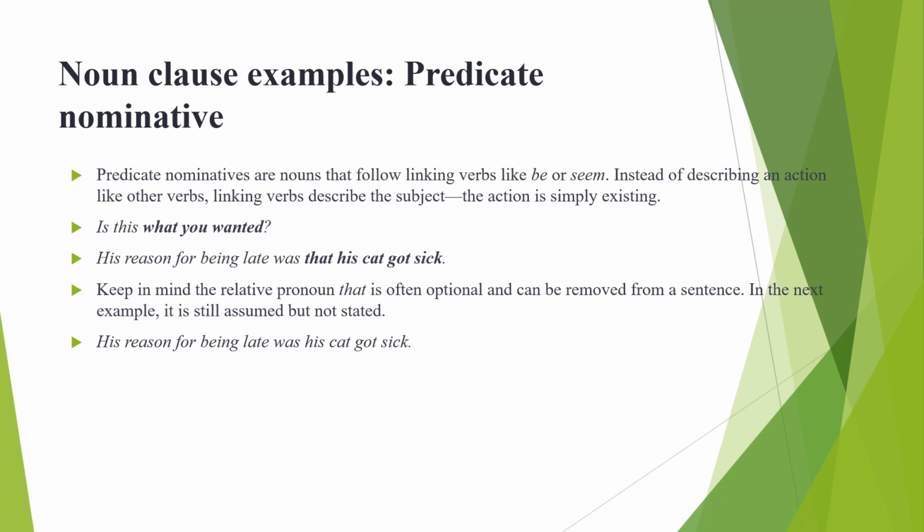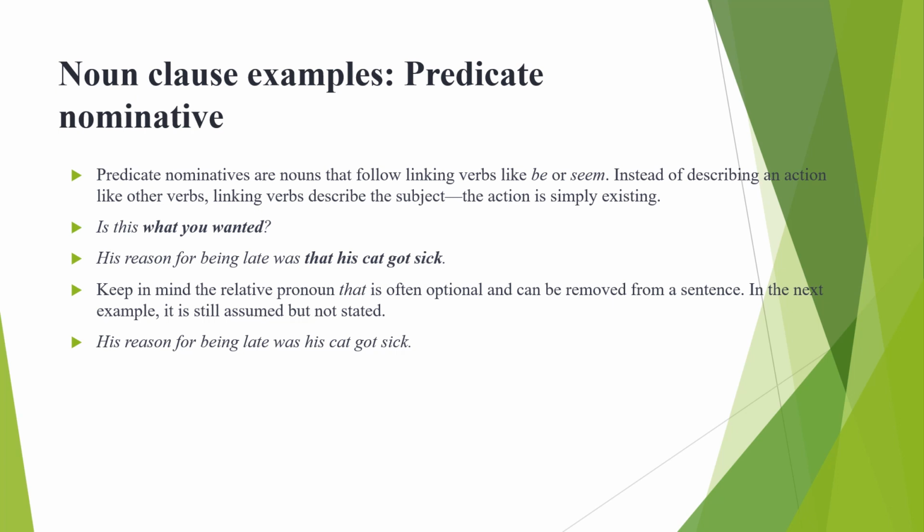Noun clause example as a predicate nominative. Predicate nominatives are nouns that follow linking verbs like be or seem. Instead of describing an action like other verbs, linking verbs describe the subject. The action is simply existing. Is this what you wanted? What you wanted over here is a noun clause and it is acting as a predicate nominative.